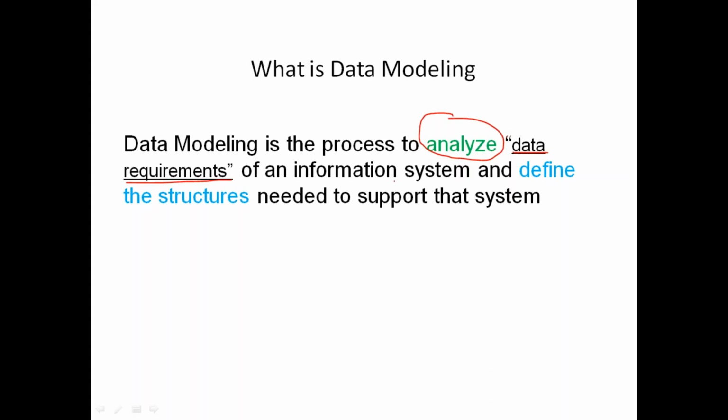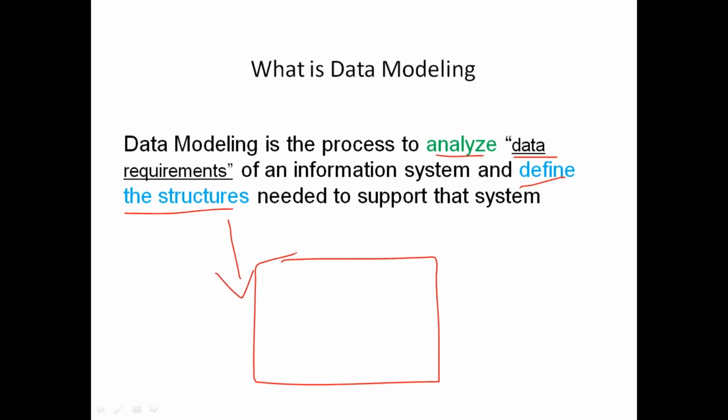Then analyze. A data modeler will analyze data requirements, and then define the structures. Defining the structures means, finally, the tables and their relationships and other objects which support them, which we define in the form of a data model. So a data model, using Erwin or any other tool, or sometimes using paper, is actually the outcome of a data modeling process. So we will define the structures in the form of a data model document.